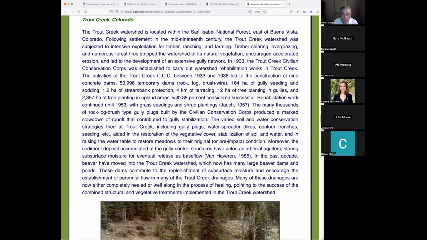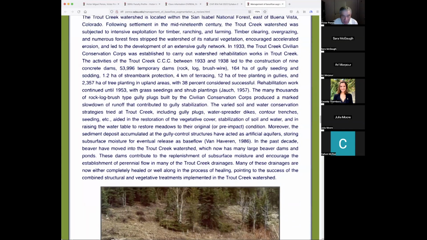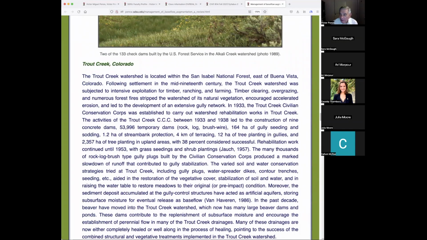Okay, so that was the Civilian Conservation Corps. How many dams did they build? Remember, I just said that there were 133 dams that had been built in Alkali. Well, how many out here? Well, hold on to your seat. 53,996 temporary dams of rock, log, brush wire. So they really overdid it in here. They really fixed the dam, the damn thing. They fixed the situation. 53,000. That was the CCC.